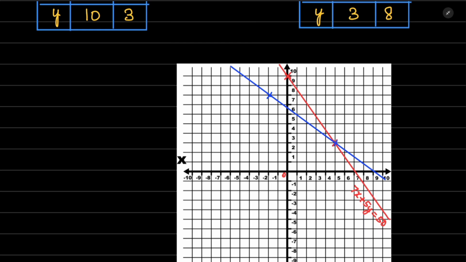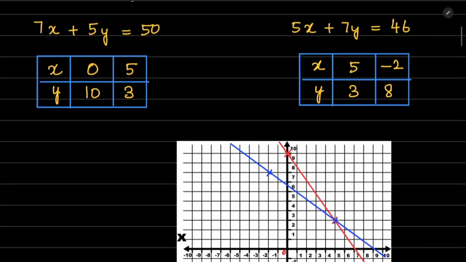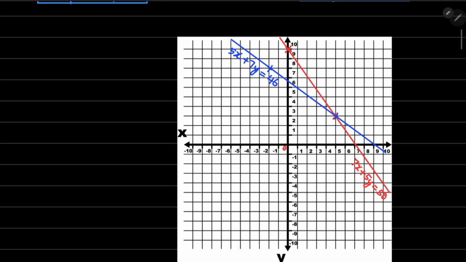Okay, I hope it is clear. And again, I'll write the equation above. So this is nothing but your 5x plus 7y equal to 46, represented by this blue straight line. And the 2 lines meet, where do they meet? They meet at 5 comma 3. So the point of intersection is 5 comma 3.